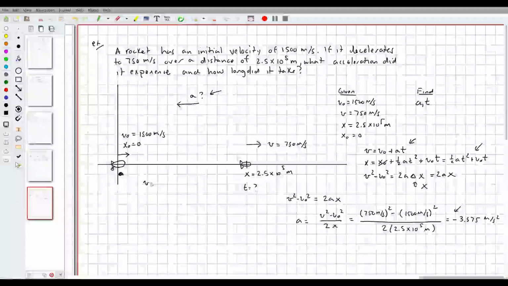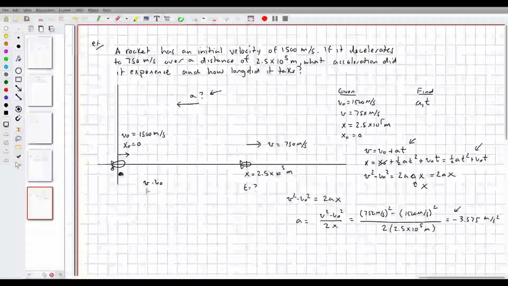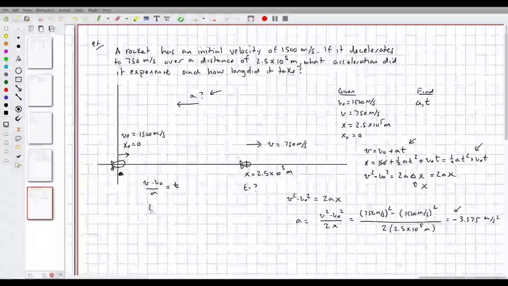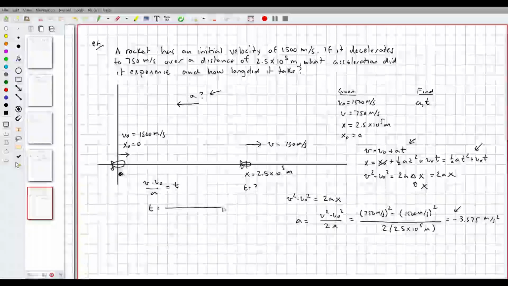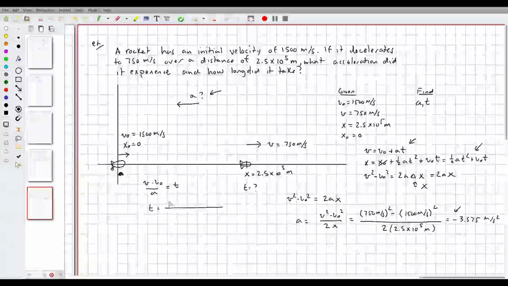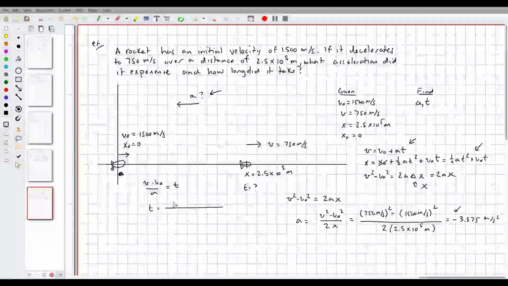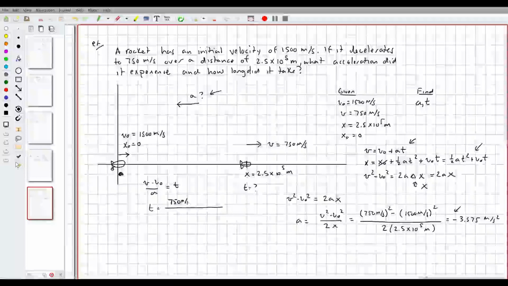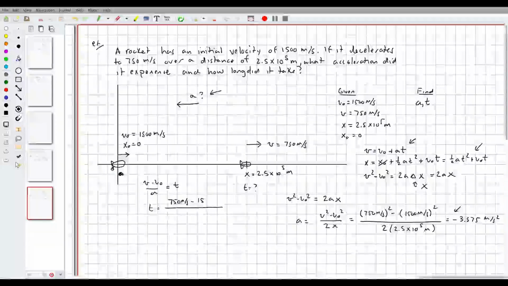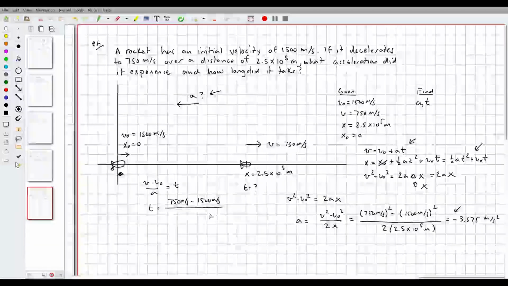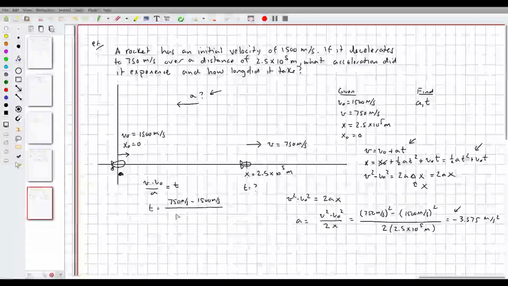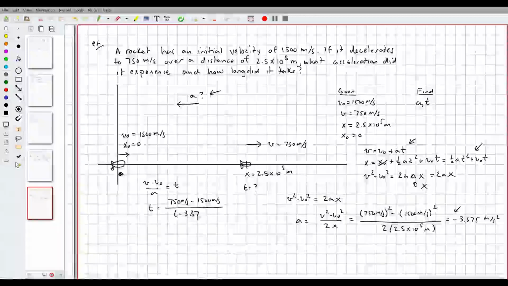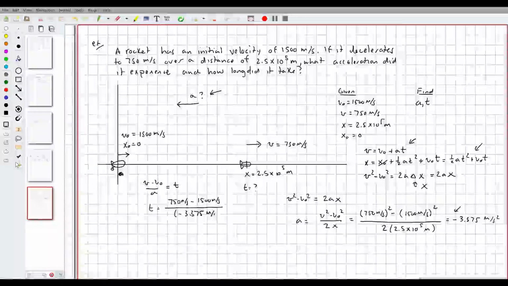So, if I manipulate it a little bit, that's what I have for time. So let's plug some things in. Our initial velocity, final velocity, let's see. We have 750 meters per second for our final, 1500 meters per second for our initial, and our acceleration we just found to be minus 3.375 meters per second squared.